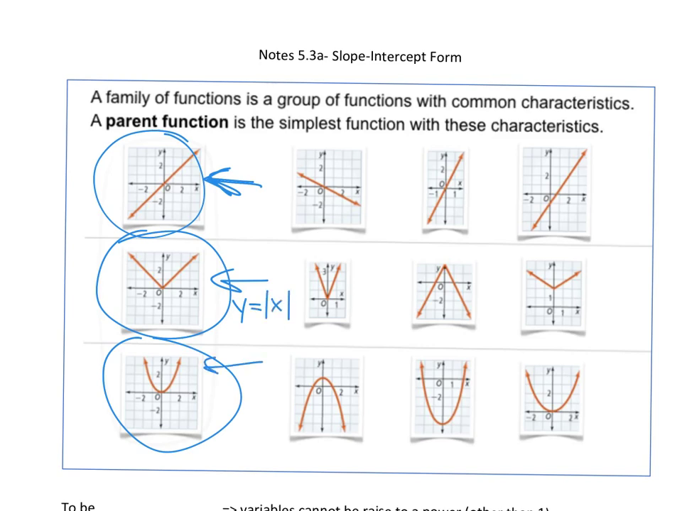What's this one? The U shape has what? A power of 2, right? So y equals x squared, okay? So these are the parent functions. This is y equals mx plus b. That's what we're going to be talking about today. So whenever you see a straight line, it is that form, okay?